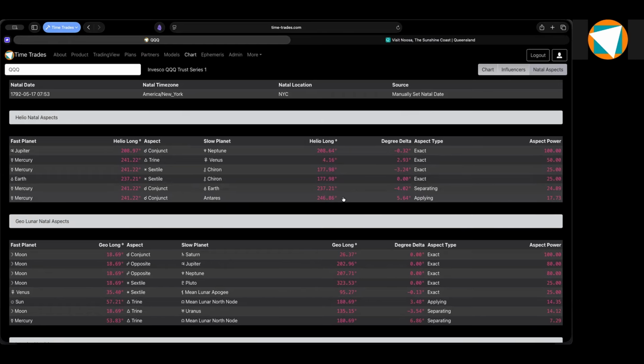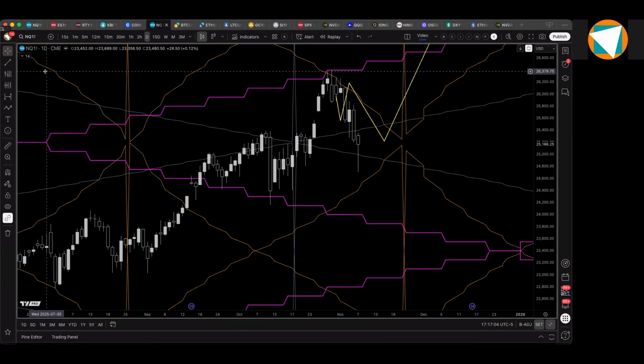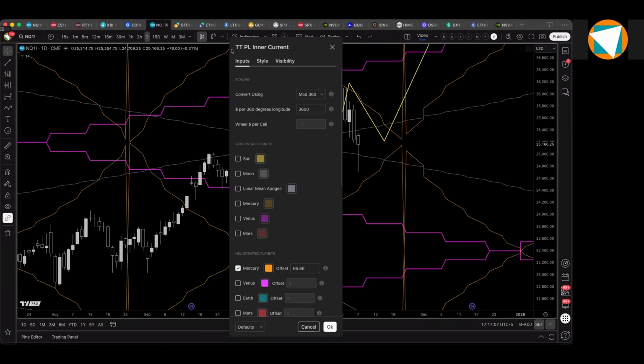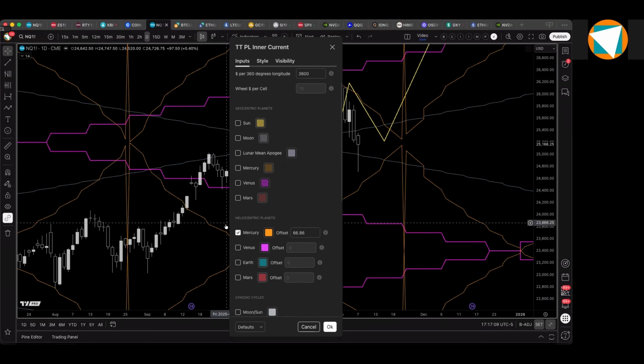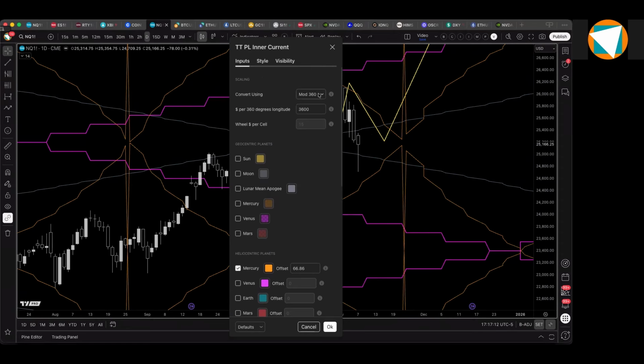So how do we represent that in our chart? Here we are with NQ, and we've got planetary lines inner current. We're scaling this using mod 360 because we're on a daily time frame. If you use Mercury with wheel of 24, it's going to be a mess of lines on a daily time frame. You can do that on intraday, but not daily. So for the inner planets on a daily time frame, like Mercury, Venus, and Earth, I stick with mod 360. I don't use wheel of 24.